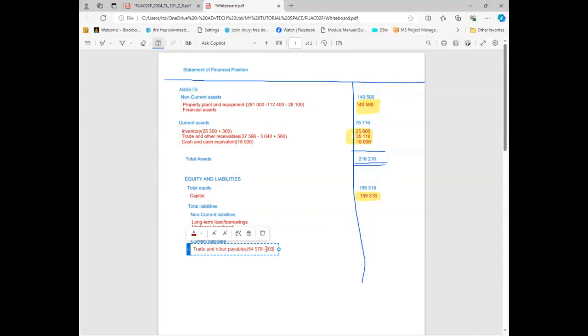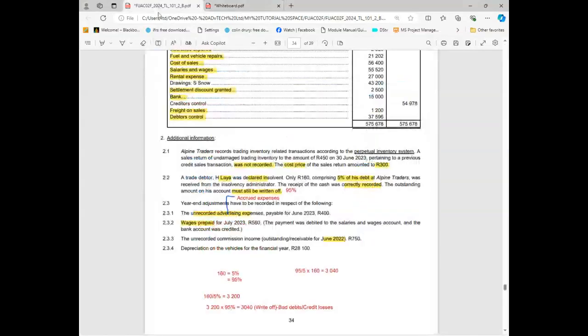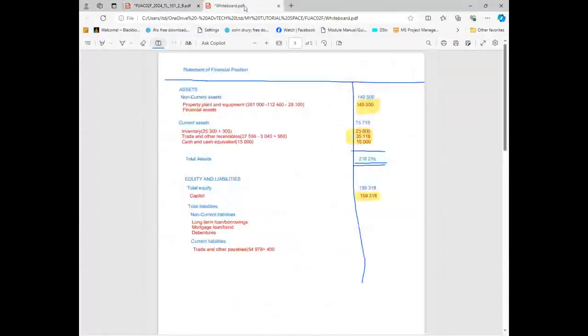Do you have any income received in advance? No, sir. There's nothing. So if you have it, you're going to add it. So I'm not going to put it. I'm just going to have only these two, and we add them together.